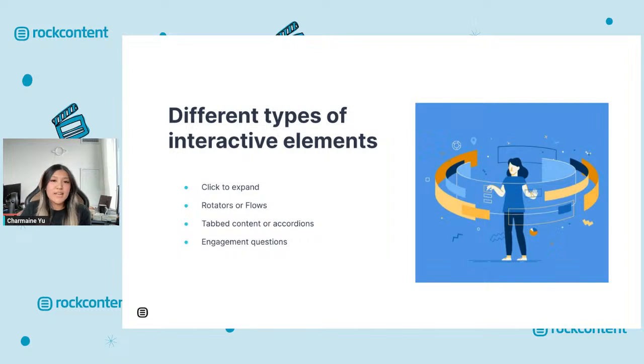So in order to understand how ebooks can help enhance your user experience, we first need to understand how interactive content is beneficial to your content marketing strategy. Here are a few examples of interactive content. The first is click to expand, rotators or flows, tab content or accordions, and engagement questions.